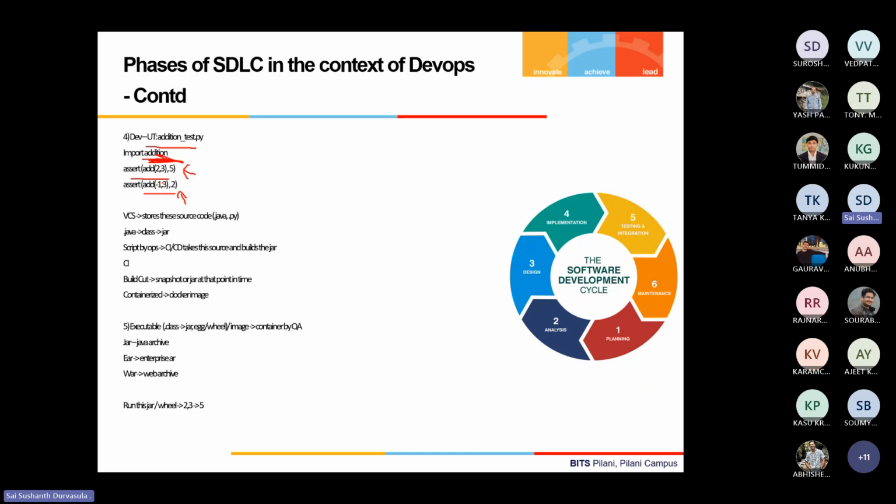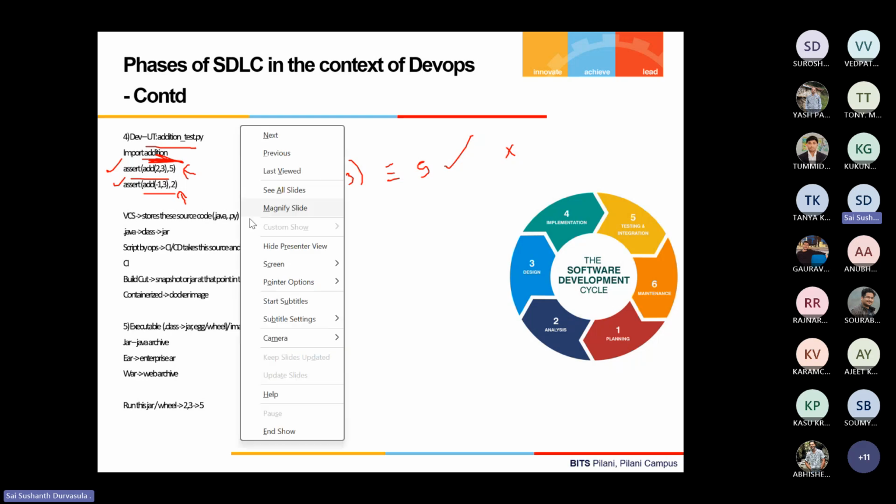So usually these are called test cases, and these tests are done using some testing framework which provides assert statements. Assert basically checks whether the output of add 2 comma 3 is the same as 5. In case it is, it passes this test case, else it fails. So that way unit tests could be developed and integrated into the same source code.